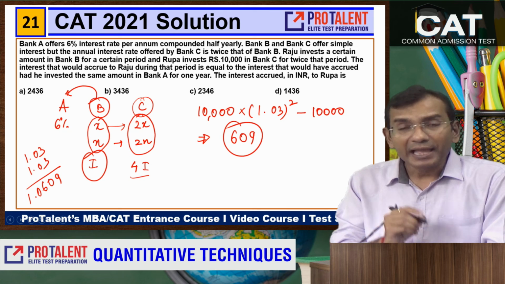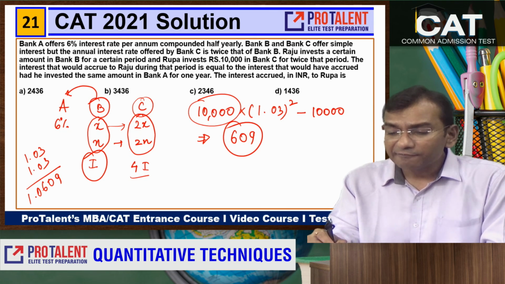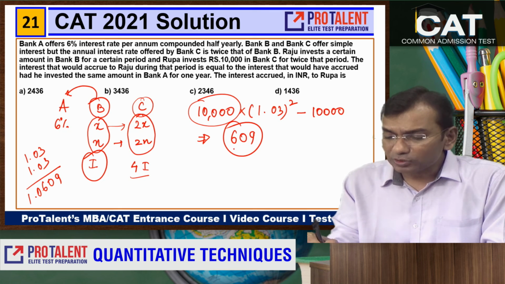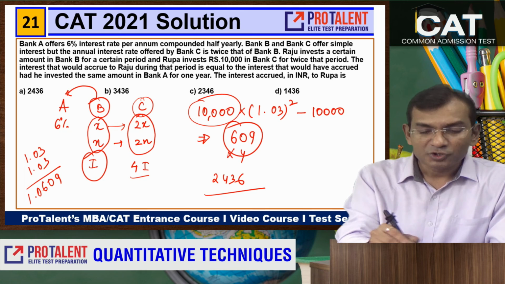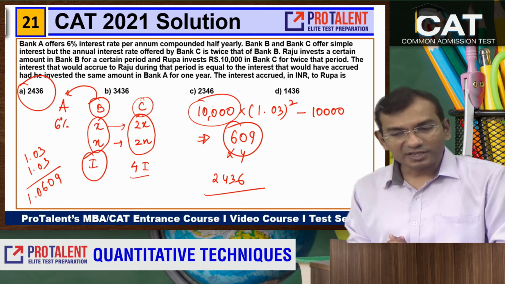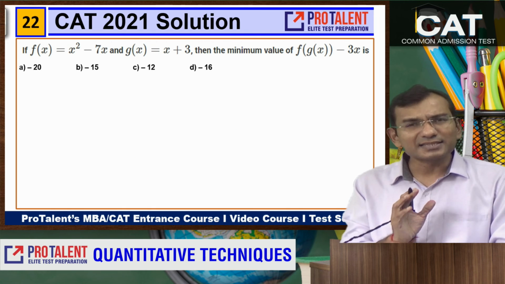ठीक है. Okay. And that is जो रूपा अर्न करेगी उसी 10,000 पे, which is 4 times. So इसका 4 times कर देते हैं. So this is 2436. Yeah, perfect. 2436 is the answer. Comfortable hai? Very good. Easy one. Great. Number 22. This is damn easy.